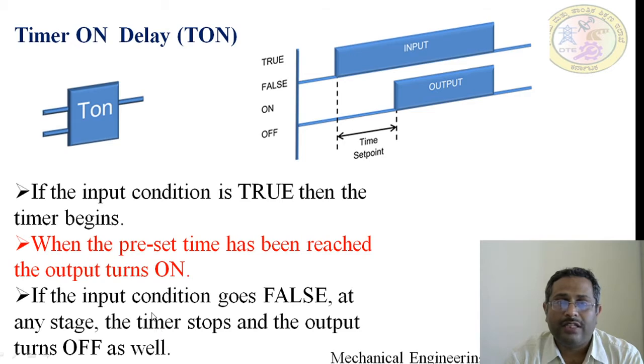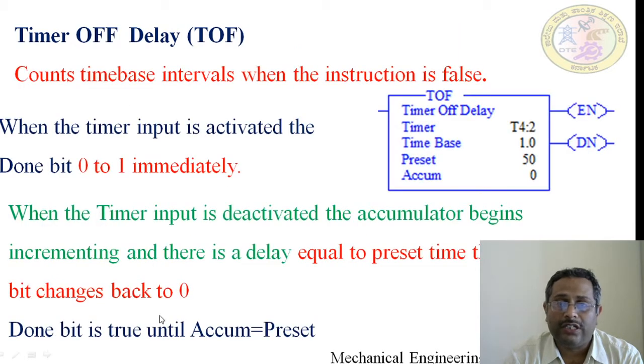Next we will see timer off delay. Here it counts time-based intervals when the instruction is false. In timer on delay, the timer counts intervals when the instruction is true, but in off delay it counts the intervals when it is false. And when the timer input is activated, the done bit goes from 0 to 1 immediately.